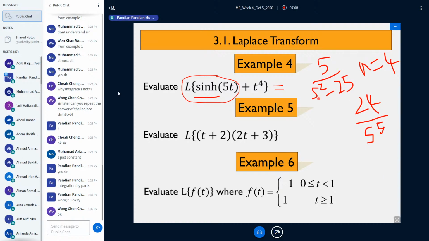So 5 over s squared minus 25 plus 24 over s power 5. That is the answer. But you have to simplify. How you simplify is up to you. You can take the denominator as s power 5 multiplied by s squared minus 25, and then the numerator will be 5 s power 4 plus 24 in the bracket s squared minus 25. You can leave it like that, or you can simplify it some more.